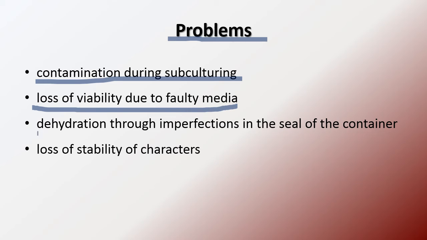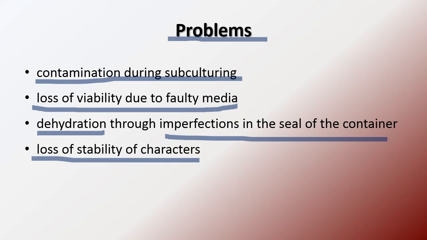And apart from them, dehydration is another common problem with agar slope cultures due to imperfection in the seal of the container. And the loss of stability of character in the bacteria has also been widely reported for agar slope cultures. Loss of stability of character refers to changes in the phenotype as well as the genotype of the bacteria.